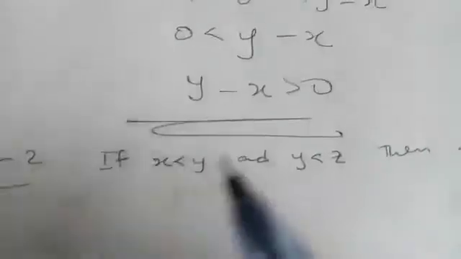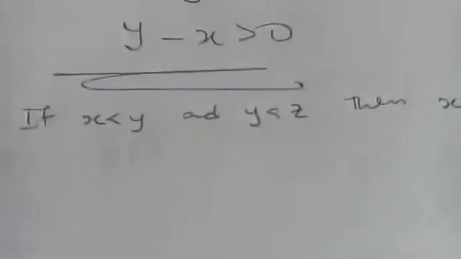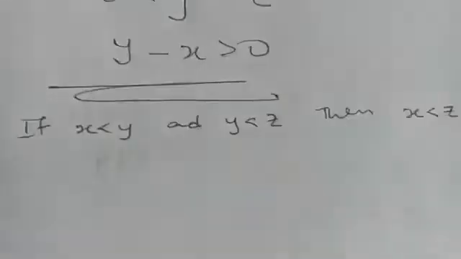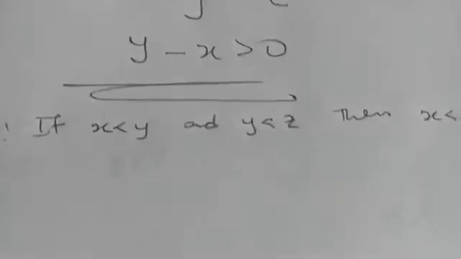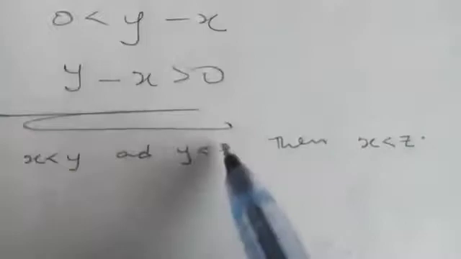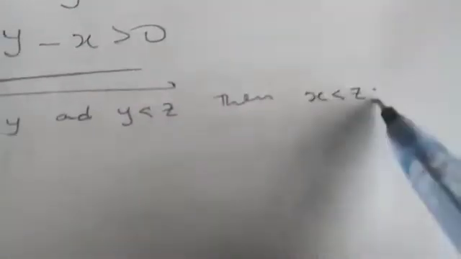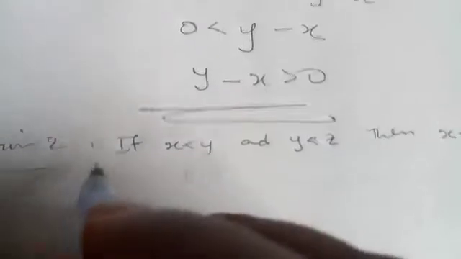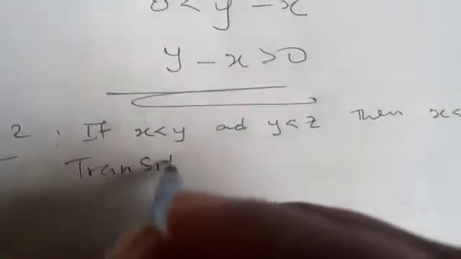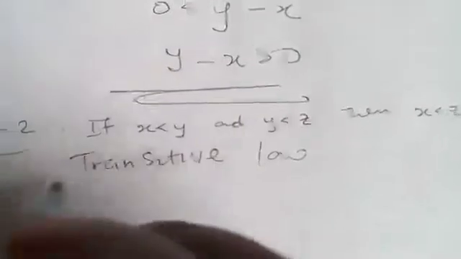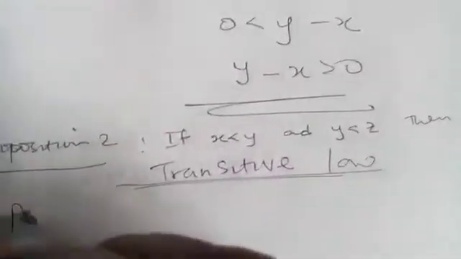Another interesting one. We have our proposition 2 here. If x is less than y, and also y is less than z, the proposition says that x is less than z. If x is less than y and y is less than z, then x must be less than z. This law is what we call transitive. You can say the law of transitivity or transitive law. So let's prove it.